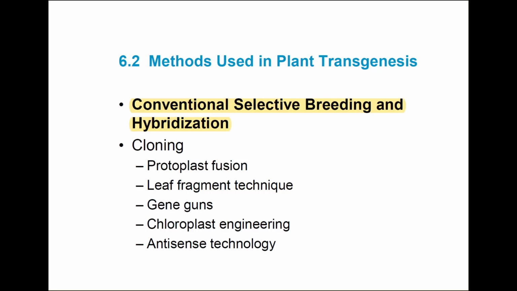Conventional selective breeding, hybridization, cloning, protoplast fusion, we stopped on this slide last week. Leaf fragment technique, I'm going to talk about next. Gene guns, chloroplast engineering, and antisense technology. So all this stuff's coming up. And these are ways basically of producing quantum improvements. You could suddenly in one generation produce a crop which has significantly better properties than what you see. So instead of waiting thousands of years, you can do this in one growing season.